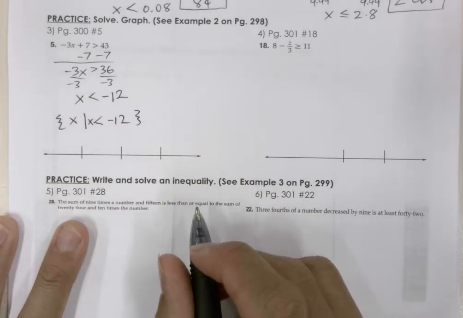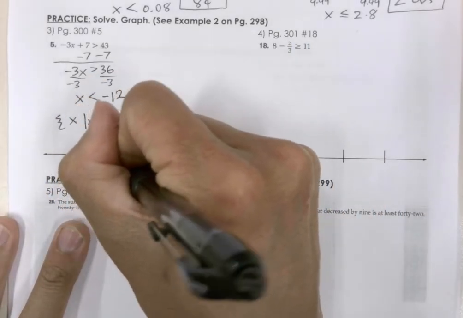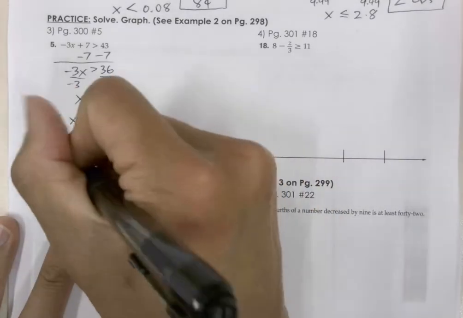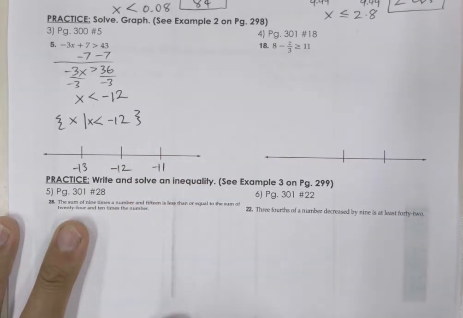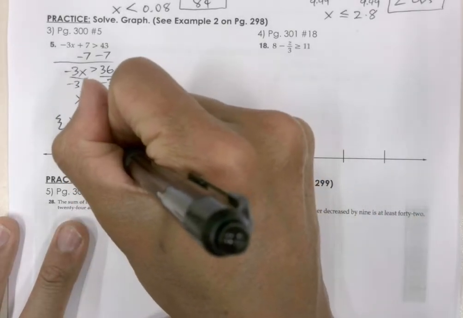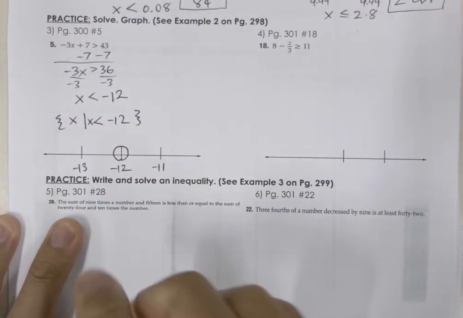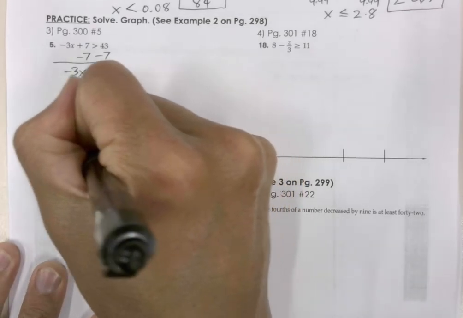So how are we going to graph this? We'll take the negative 12 and use that as our center point. We'll put a negative 13 to the left of it and a negative 11 to the right. Since it's less than, we're going to use an open circle, and the arrow goes to the left.